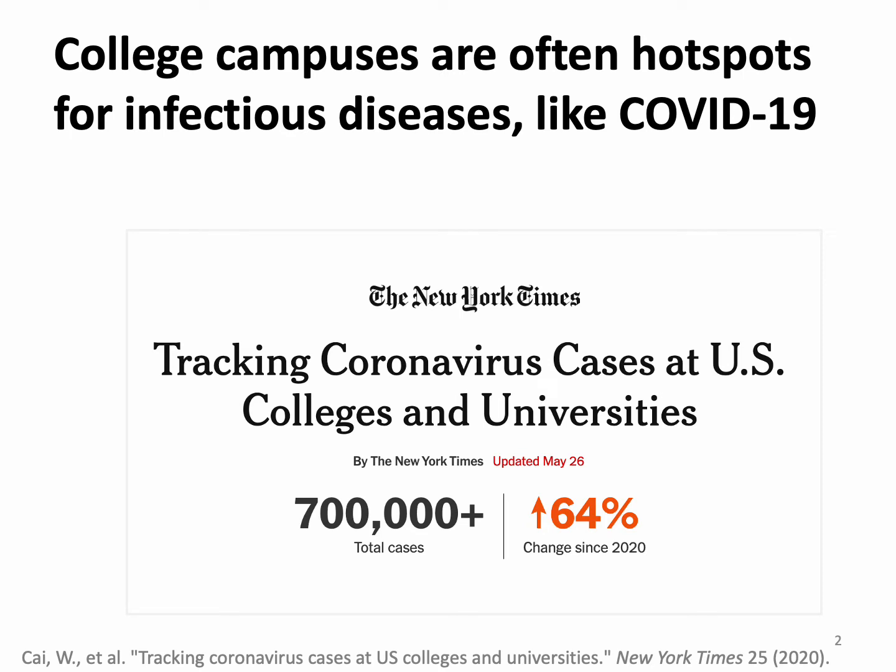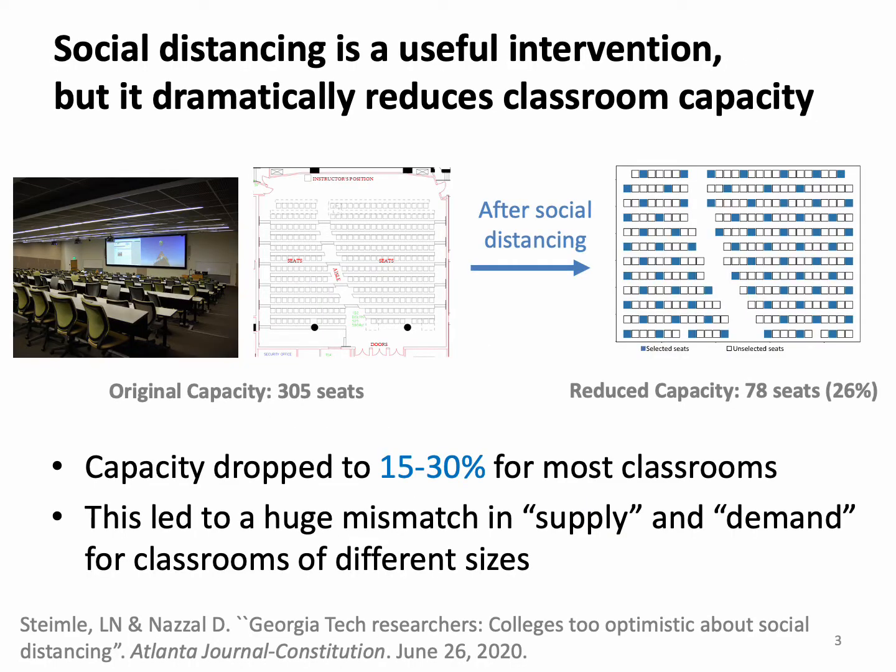College campuses are often hotspots for infectious diseases like COVID-19. For instance, the New York Times found that there were over 700,000 cases of COVID-19 on college campuses in the US as of May 2021. Social distancing can be a useful intervention to slow the spread of these diseases on campus in classrooms, but this can also reduce classroom capacity to 15 to 30% for most classrooms. And so this leads to huge mismatches in the supply and demand for classroom space on campus.